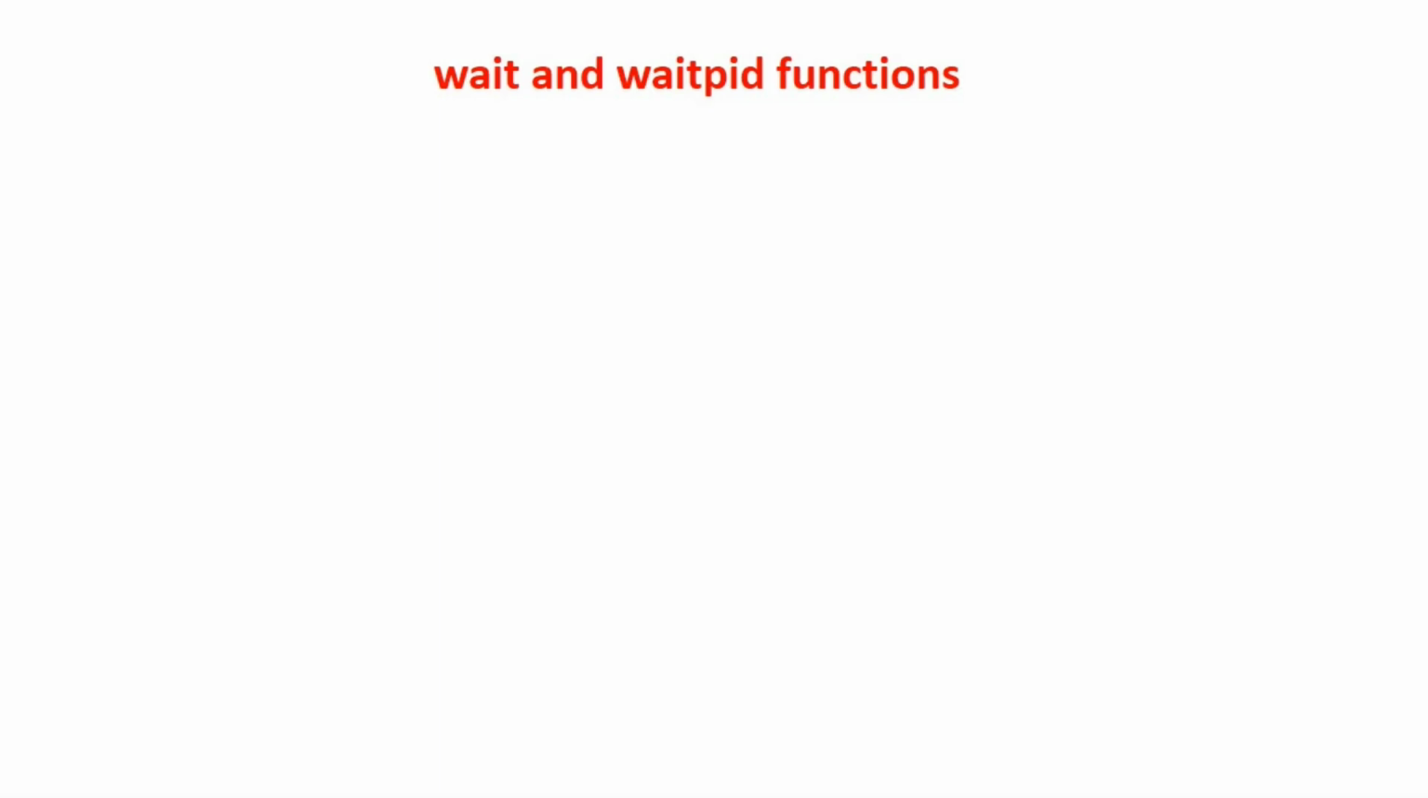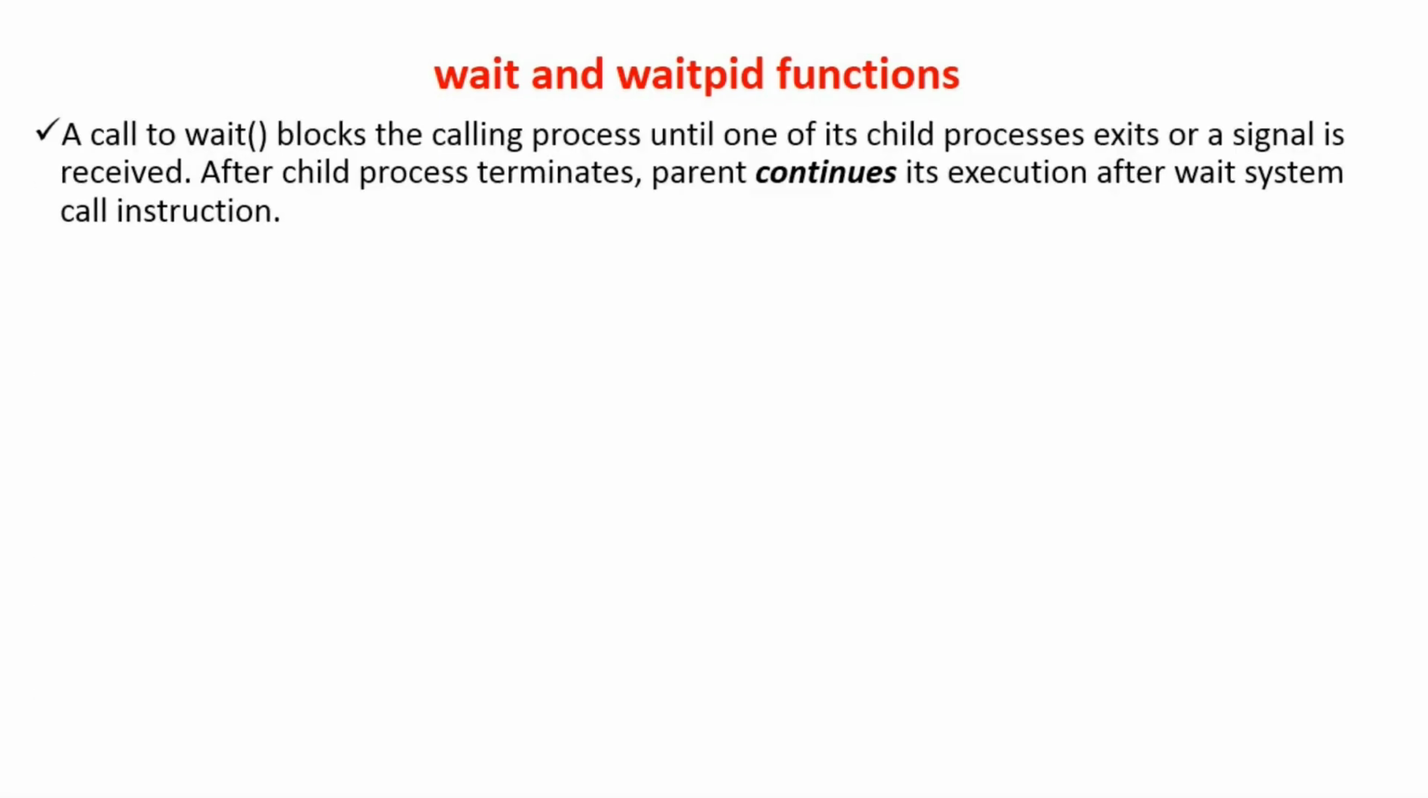Next are the wait and waitpid functions. A call to wait blocks the calling process until one of its child processes exits or a signal is received. After the child process terminates, the parent continues its execution after the wait system call instruction. So here the wait and waitpid functions block the current calling process until one of its child processes exits. After that, the parent will continue the execution.